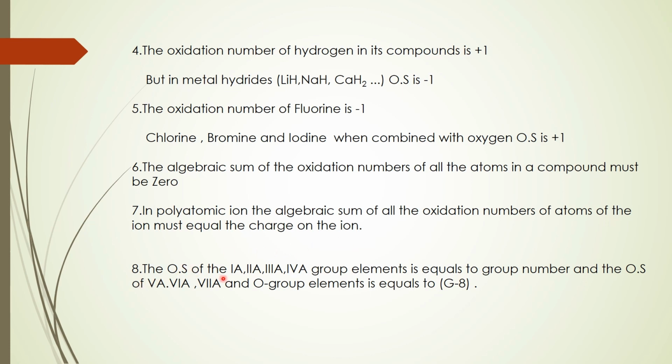Eighth point, the oxidation state of first A, second A, third A, fourth A group elements is equal to its group number, and the oxidation state of fifth A, sixth A, seventh A and zero group elements is equal to group number minus 8. Suppose if any element belongs to fifth A group, the oxidation number is equal to 5 minus 8, that means -3 is the oxidation state.